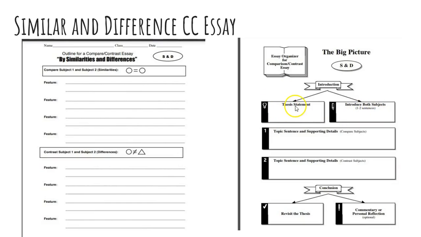Whatever you talk about in your thesis statement, it should introduce the subjects that you're going to talk about. You're going to talk about one subject in body paragraph 1, and then another subject in body paragraph 2. Not introduction, body paragraph 1, body paragraph 2.